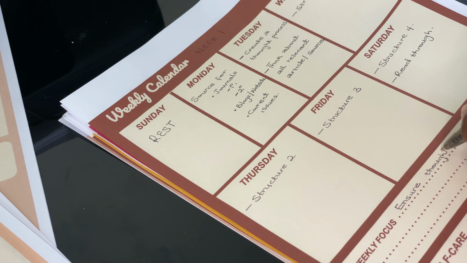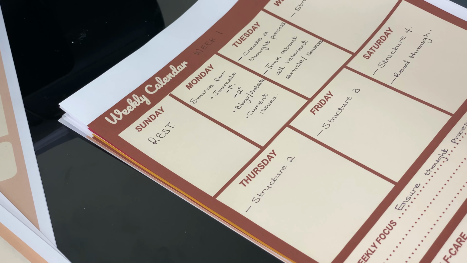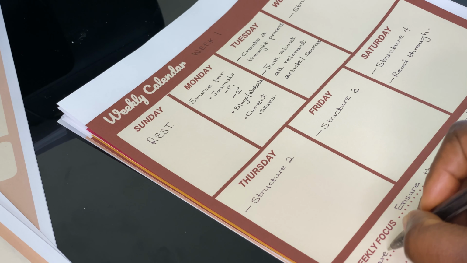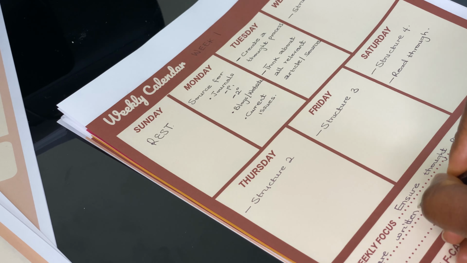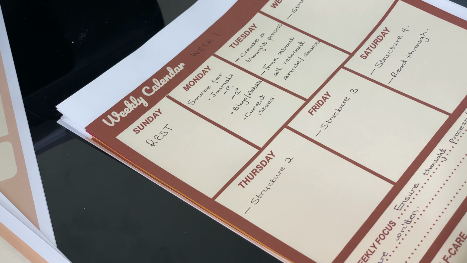So each week, have a focus for what you want to achieve. Don't let it be too ambiguous. Let it be something achievable. Remember the SMART principle, SMART. So apply the SMART principle also when you're using your planner.